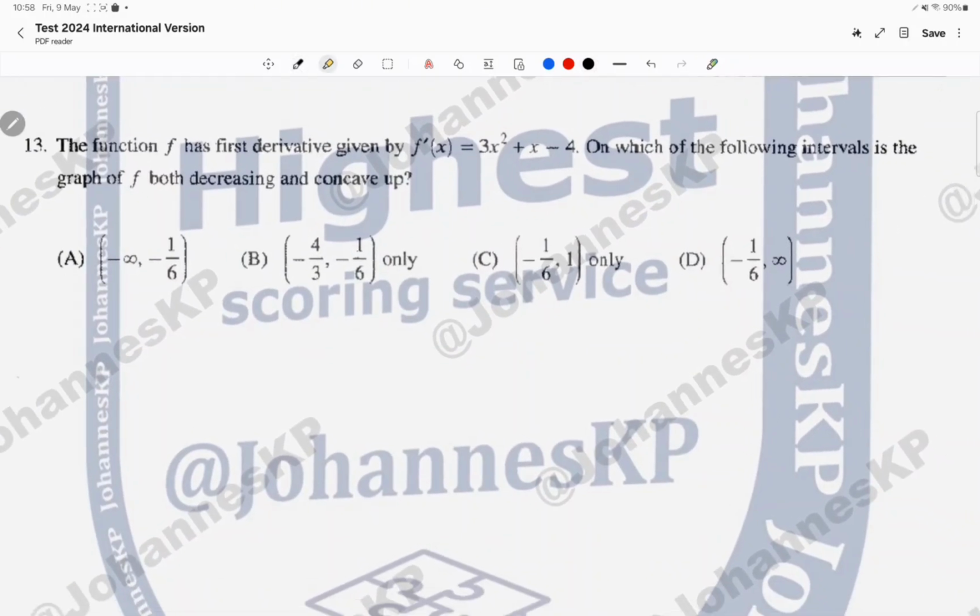You want your f to be decreasing. For f to be decreasing, that basically means that your f prime has to be less than 0. So now what we could do is equalize our f prime to 0, and then we can find something called the critical point, and then we can assess the left and the right of that. Okay. So right now, if I make this into a 0, I'll get 3x squared plus x minus 4.